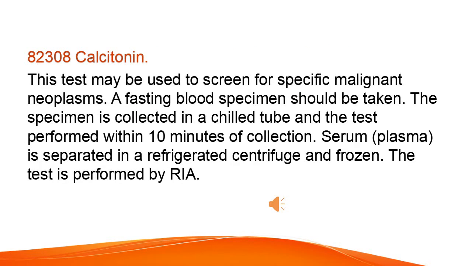Calcitonin. This test may be used to screen for specific malignant neoplasms. A fasting blood specimen should be taken. The specimen is collected in a chilled tube and the test performed within 10 minutes of collection. Serum, plasma, is separated in a refrigerated centrifuge and frozen. The test is performed by RIA.